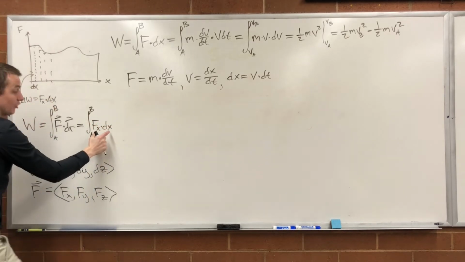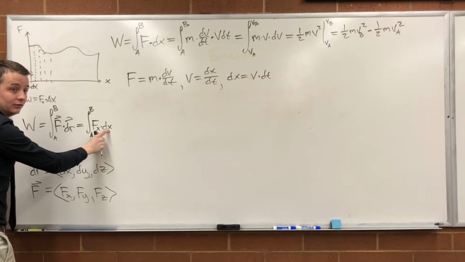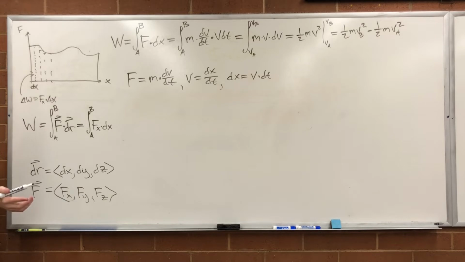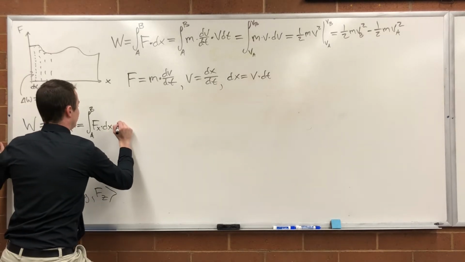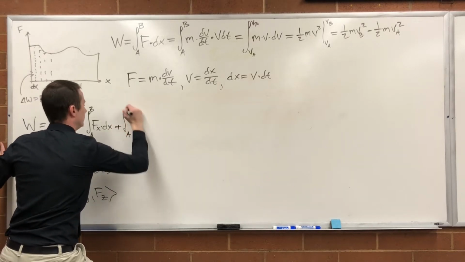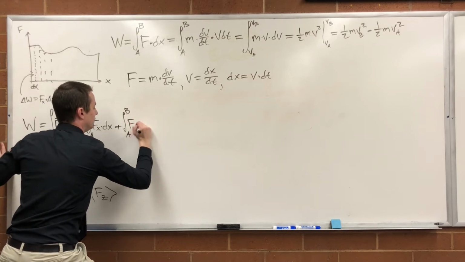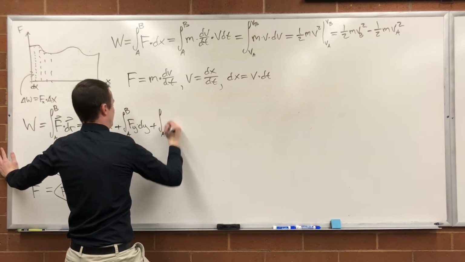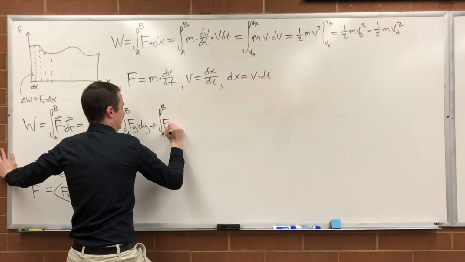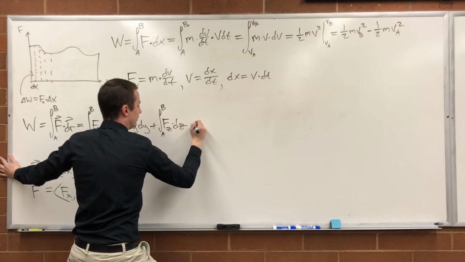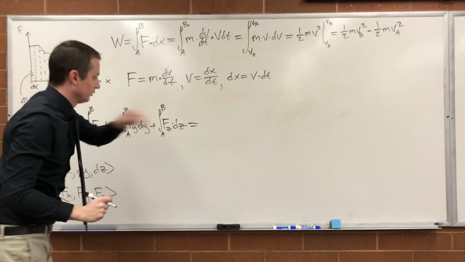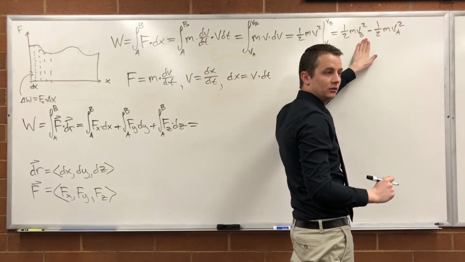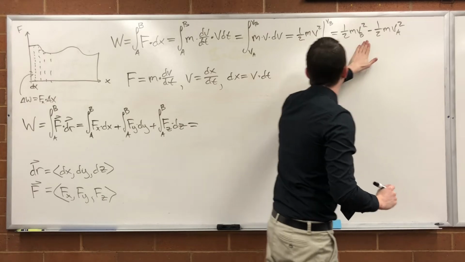Notice now that these are scalar quantities. These aren't vectors anymore. They were components of a vector. They're just numbers. Plus the integral from a to b of F of y dy plus the integral from a to b of F of z dz. But now we know how to calculate each of these integrals. We just did it right here.